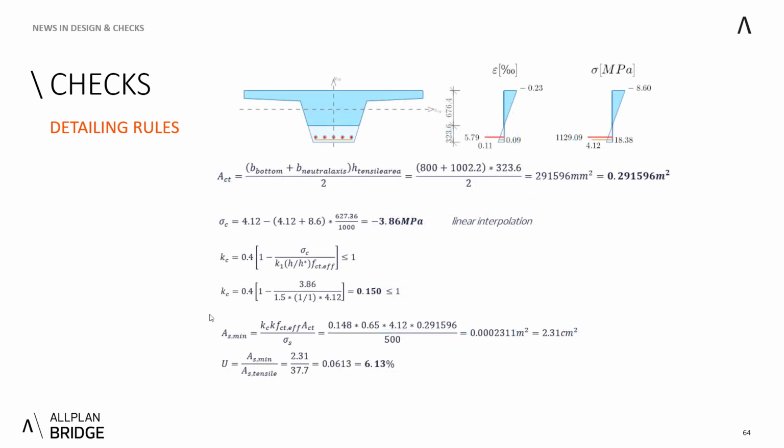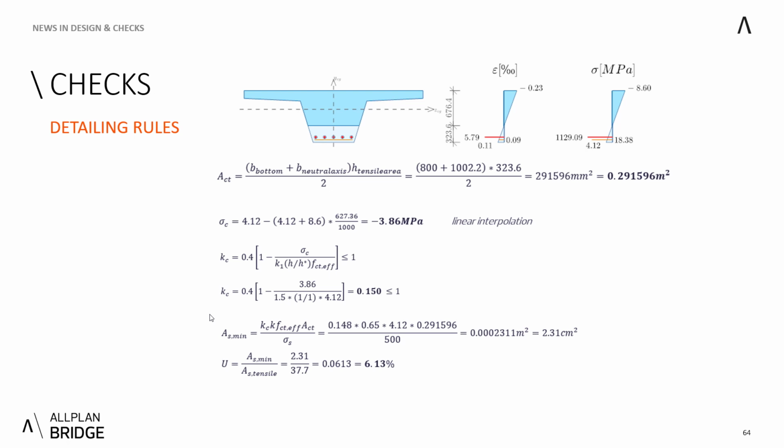So at first, we need to get the response at the cracking moment forces. By that, we can hand calculate the verification of the effective area in tension. So it's again a trapezoid. When you do that, you can compare the results from the Allplan Bridge report, which are really aligned with our value of 0.292 meters squared.